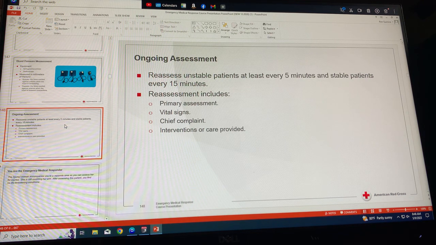The physical exam and history do not need to be repeated unless there is a specific reason to do so. If any life-threatening conditions develop, stop whatever you are doing and provide appropriate care immediately. Reassessment includes the primary assessment, vital signs, chief complaint, interventions, and care provided.